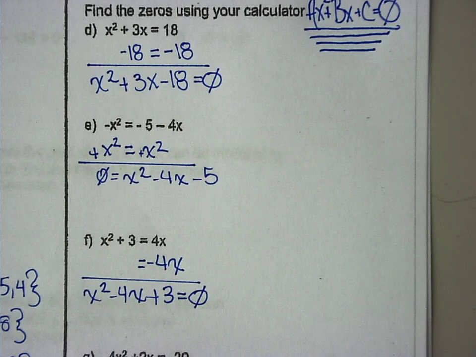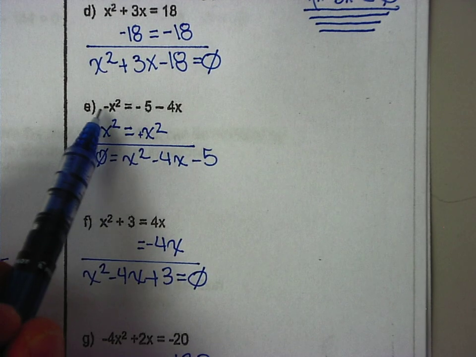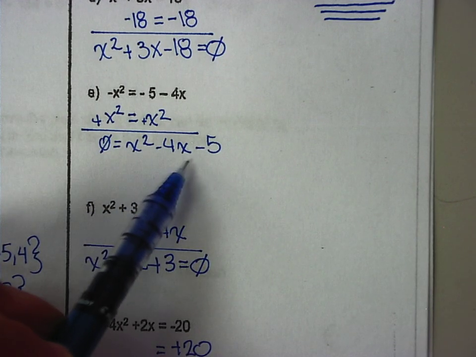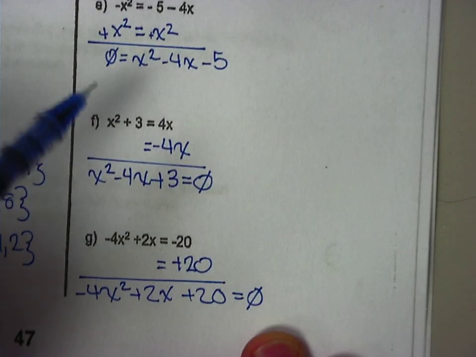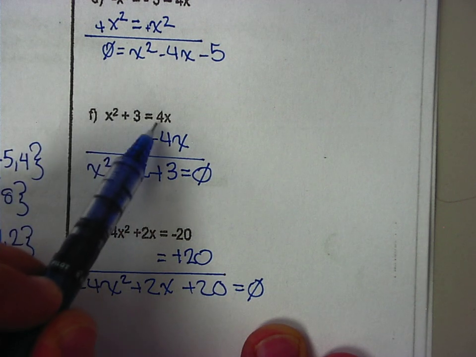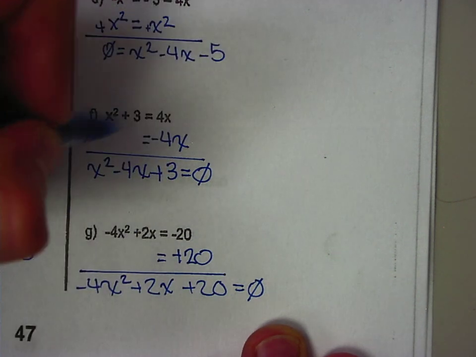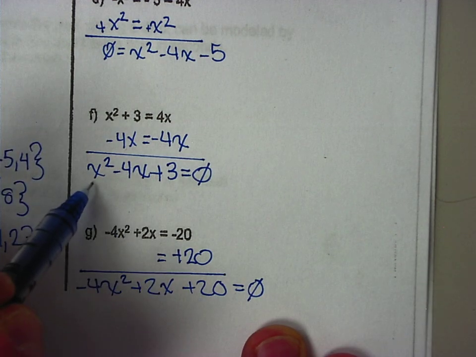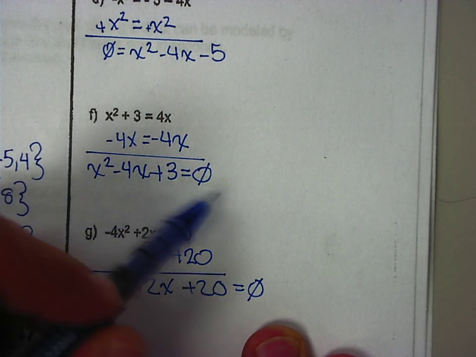For letter E, I went ahead and added the x squared to both sides, and I get the equation of x squared minus 4x minus 5. For F, I went ahead and subtracted the 4x from both sides, which I need to show again to keep it balanced. And I rewrote it as x squared minus 4x plus 3 equals 0.